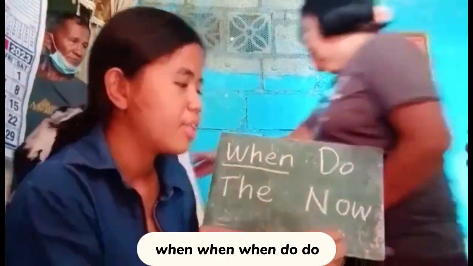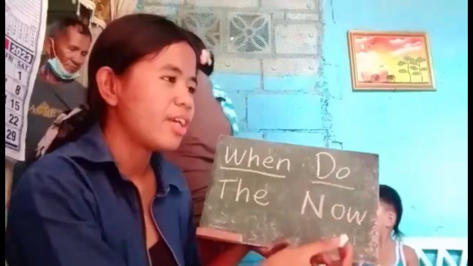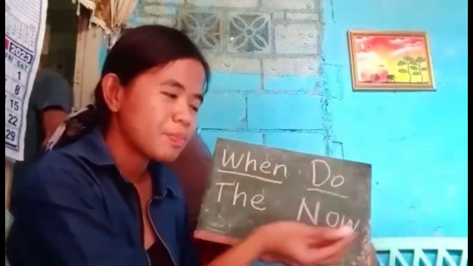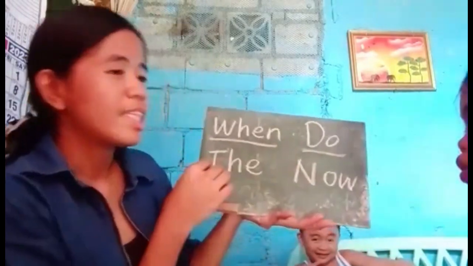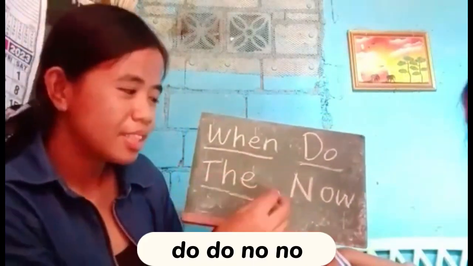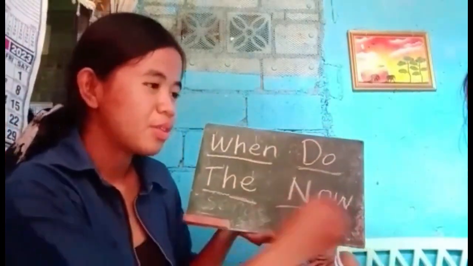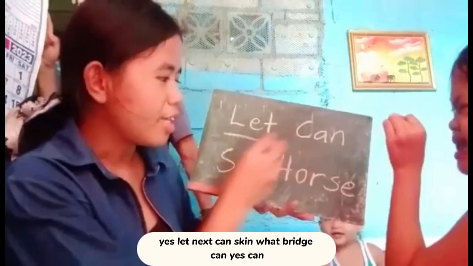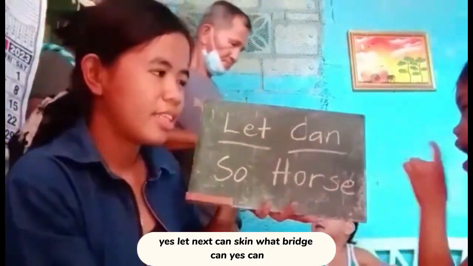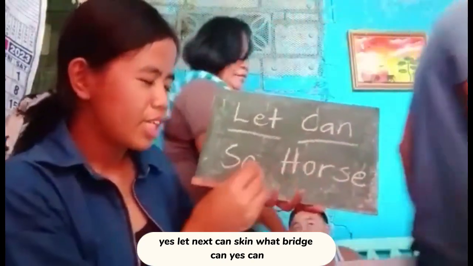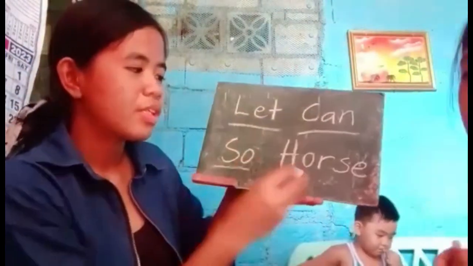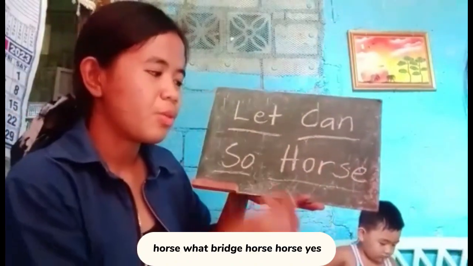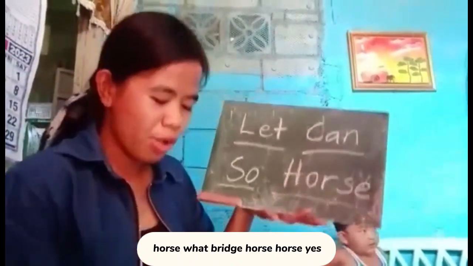When. Do. Look at the do. Now. Yes, let. Next, can. What word? Can. Yes, can. Next is so. What word? So. Next is horse. Horse. What word? Horse. Yes.